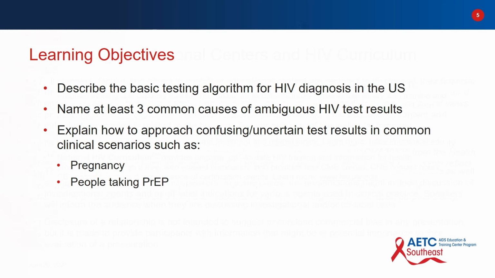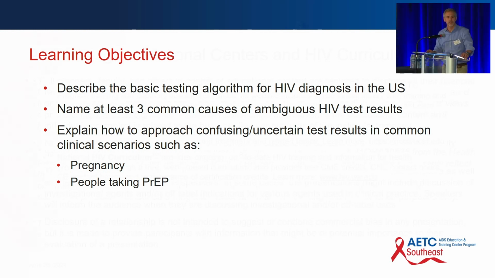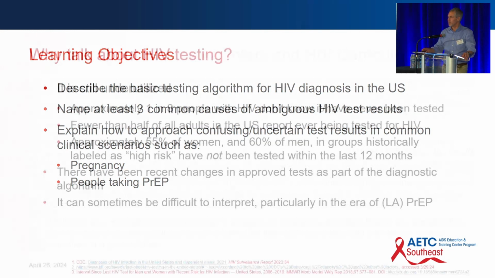Second, to name at least 3 common causes of ambiguous HIV test results. And third, to explain how to approach confusing or uncertain test results in common clinical scenarios, including pregnancy and in people who are taking pre-exposure prophylaxis.